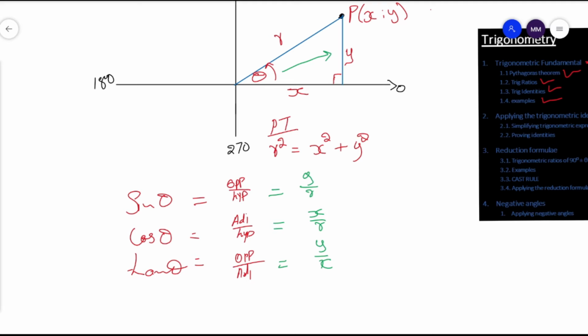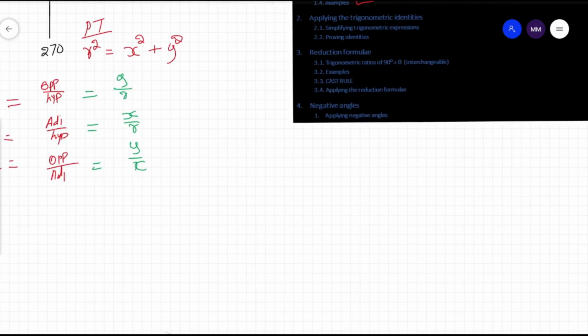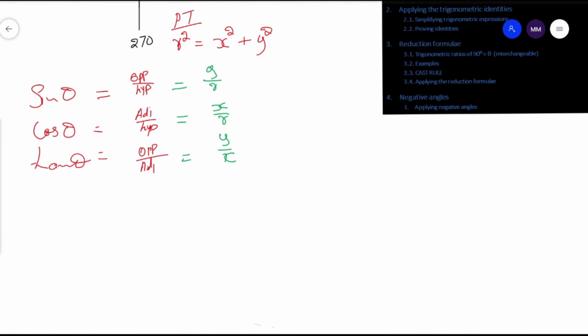Okay, so now we're going to look at the trig identities. We have 2 that we're going to be focused on, and the first one is the quotient identity. The quotient identity is tan of theta equals the sine of theta over the cos of theta.